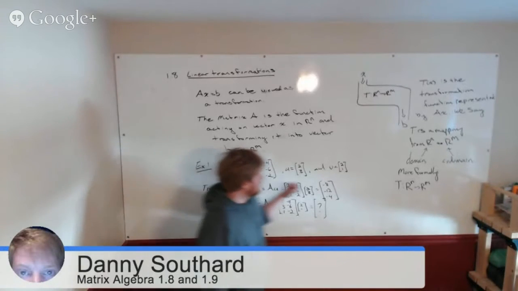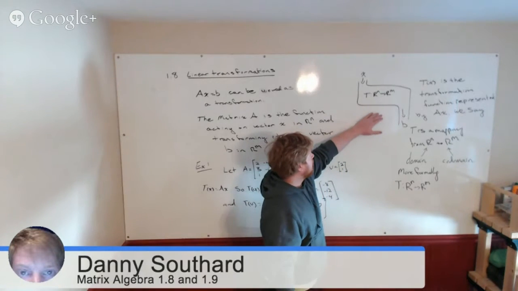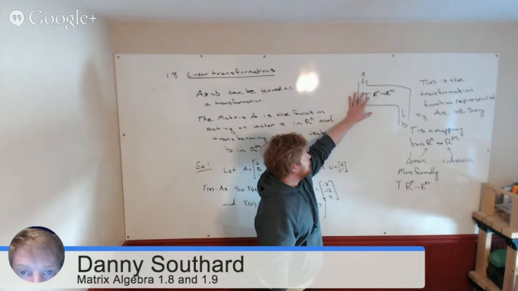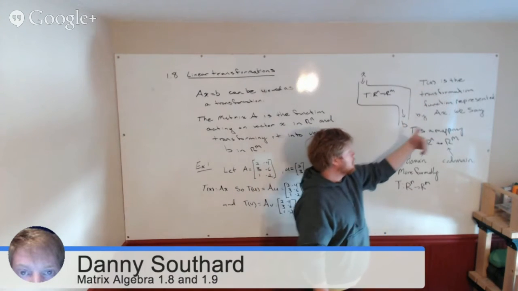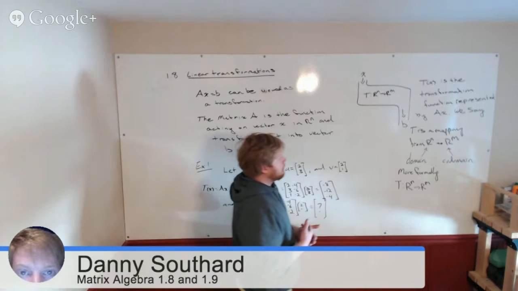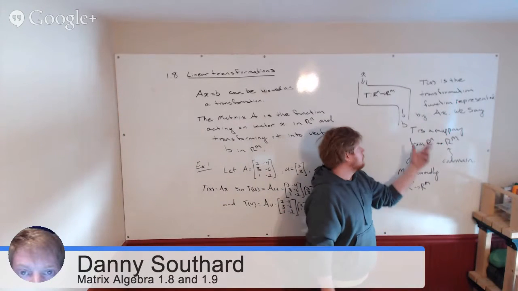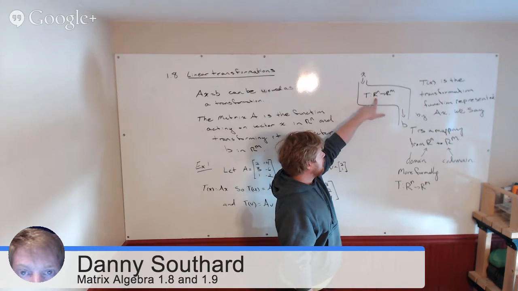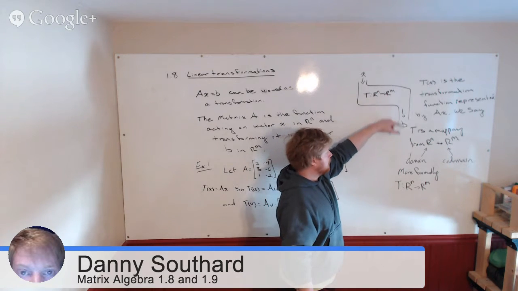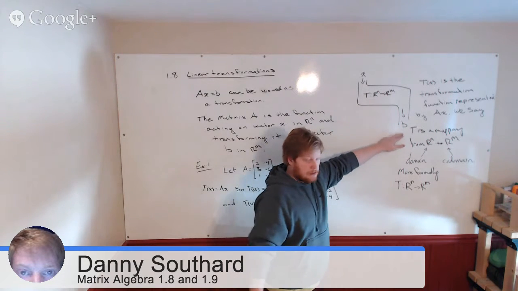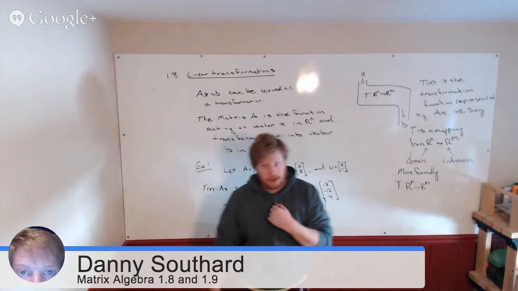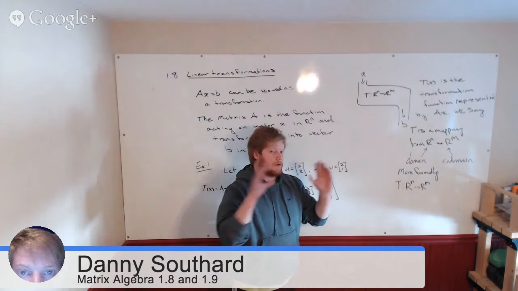I have an example here we're going to look at in a second, but let's look at this real quick. Think back to Algebra 1 when you talked about your function machines. Well, we have transformation machines here. T of x is the transformation function represented by the multiplication of matrix A times some input x, and it spits out b. A is coming from Rn, and b is in Rm. T is a mapping from Rn to Rm. Rn is the domain, Rm is the codomain.